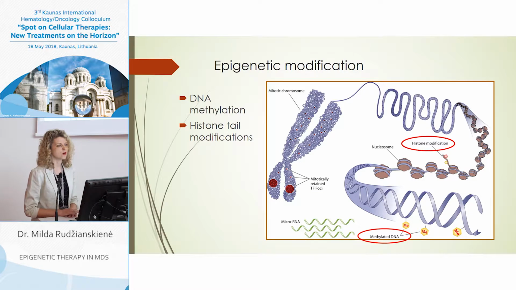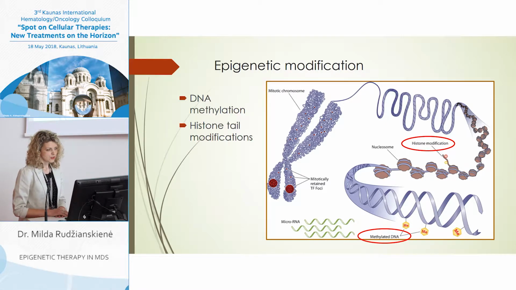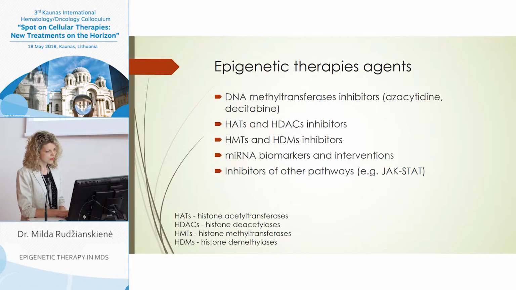Two main mechanisms of epigenetic modification are DNA methylation and histone modifications. Due to these mechanisms, gene expression changes without changing the DNA sequence. And there are several agents for epigenetic therapies. DNA methyltransferase inhibitors such as azacitidine and decitabine are probably the most effective drugs in MDS patients nowadays.